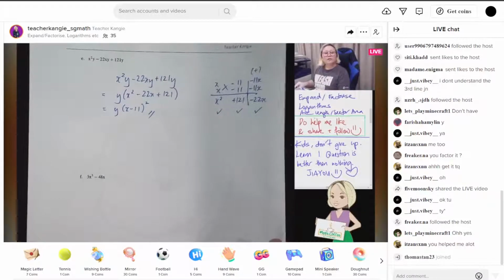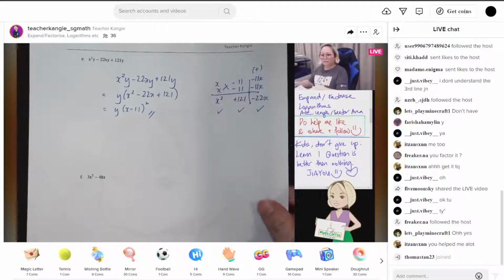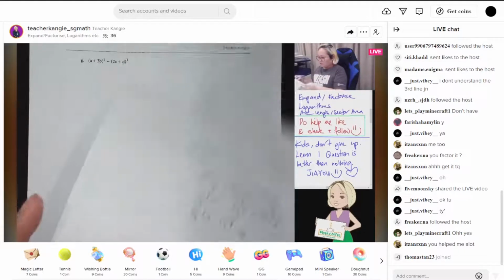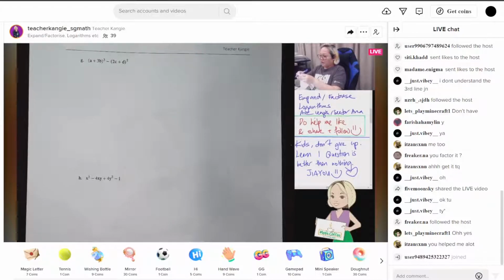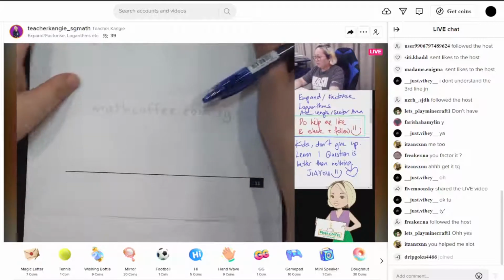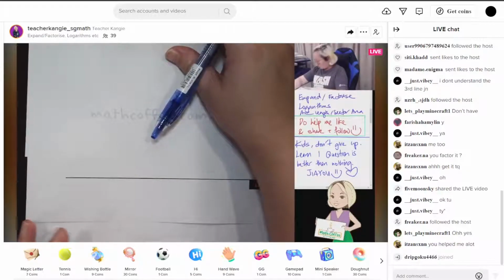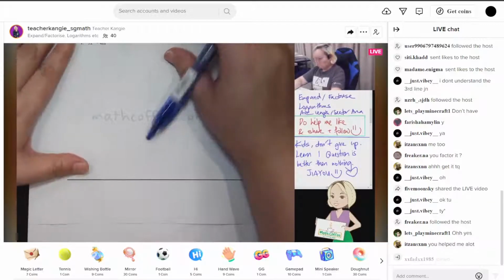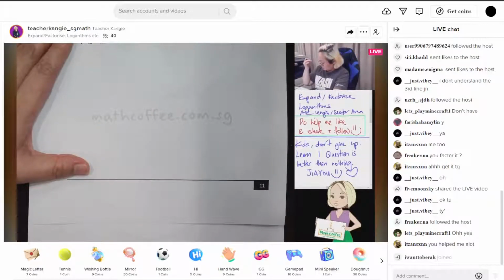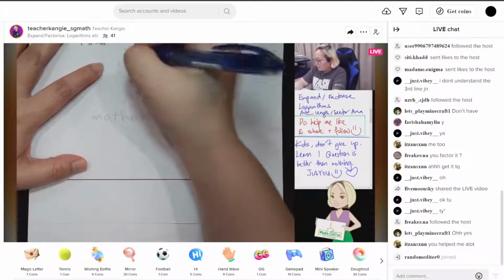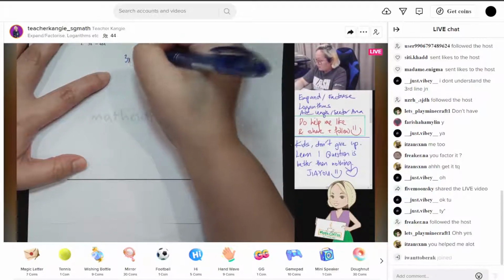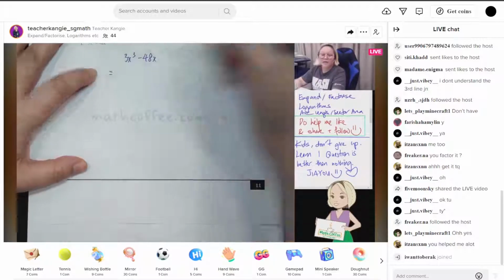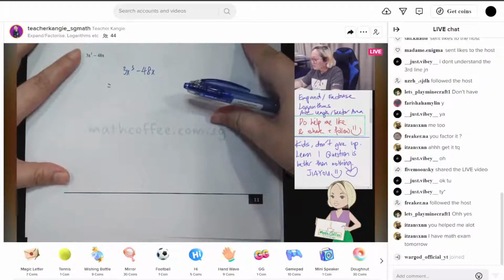Okay, so this is again combining taking out common factor and cross method. Good. Expansion and factorization is a very important topic that you must master. If not, you will suffer for all your secondary school. Okay, let's move on. 3x cubed minus 48x. Again, ask yourself, is there any common factor you can take out?